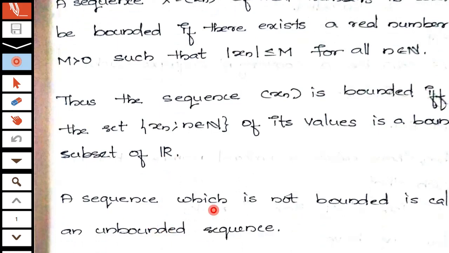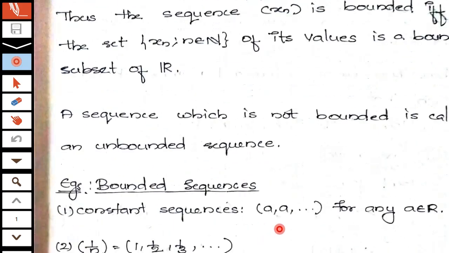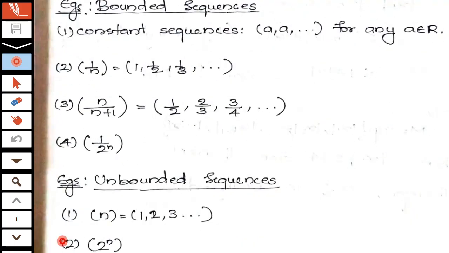And a sequence which is not bounded is called an unbounded sequence. Okay. Now we will consider examples for unbounded sequences. So consider this sequence n, that is 1, 2, 3, etc. Clearly that is unbounded because we cannot find any M such that mod xn is less than or equal to M for all n belongs to N.